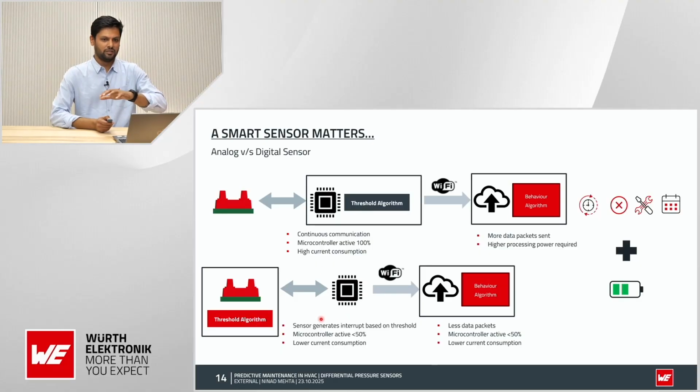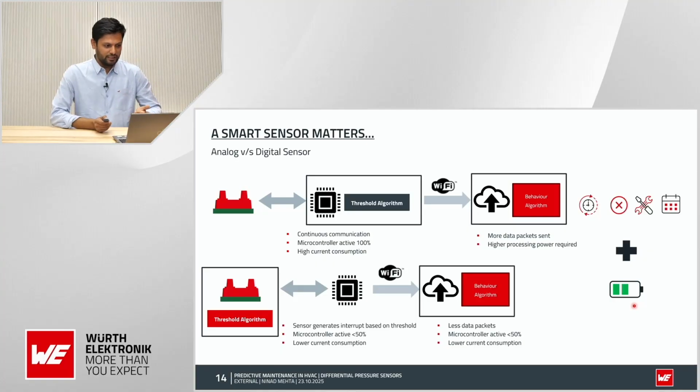So the rest of the time your microcontroller is inactive, which reduces your current consumption, and when you are sending data from point A to point B, there are fewer data packages, so this also gives you a more energy efficient system. So not just for predictive maintenance, but this also reduces your overall energy consumption on the sensor level itself or on the board level itself. Choosing the right smart sensor for HVAC makes in the end a lot of difference.